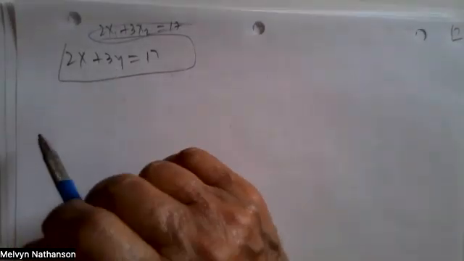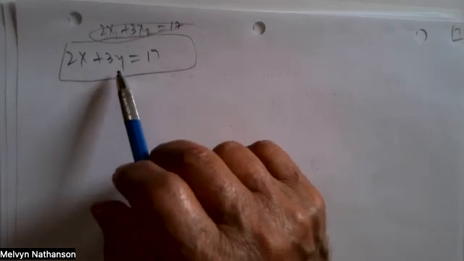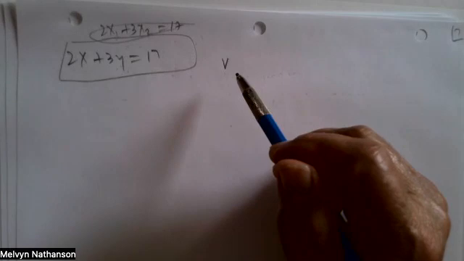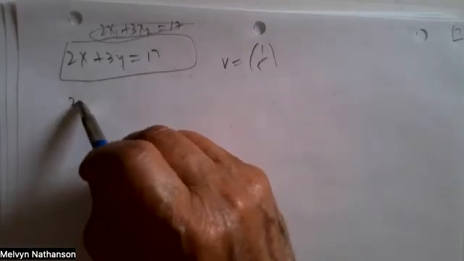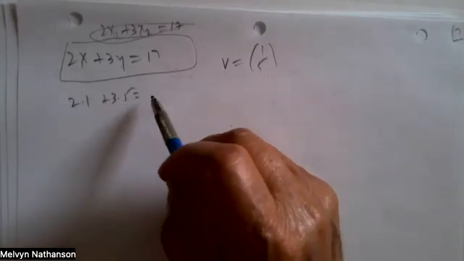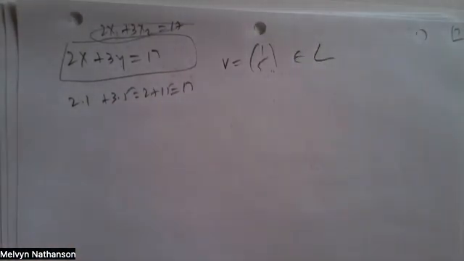So what is a particular solution of this equation? Someone give me a solution. What's the vector that solves this equation? No, give me numbers x and y. We could do 1, 5. Okay, so if I take v equal to (1, 5), why is that a solution? Because 2 times 1 plus 3 times 5 is 2 plus 15, which is 17. So this is a particular solution.